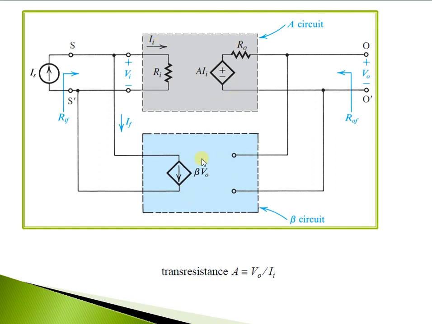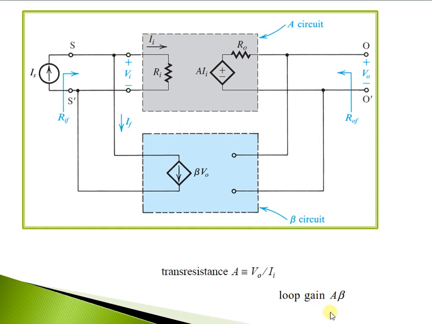The beta circuit presents an infinite impedance to the amplifier output and does not load the amplifier output. The feedback signal If, which is equal to beta times V0, is provided as an ideal current source, and thus the beta circuit does not load the amplifier input. While A is the transresistance, beta is the transconductance, and thus the loop gain will be equal to A beta, which is a dimensionless quantity.